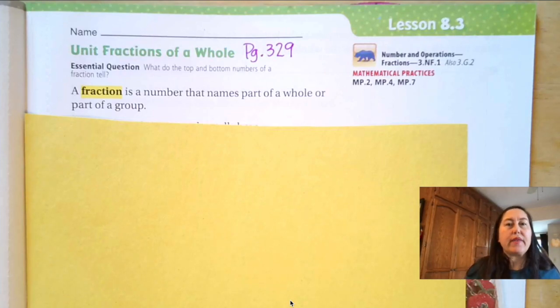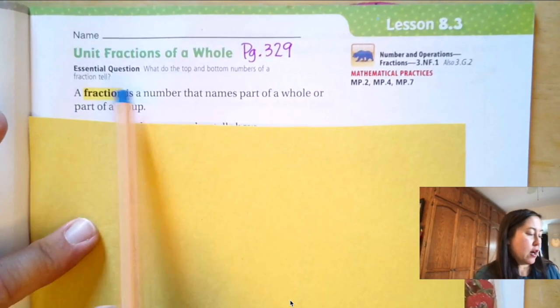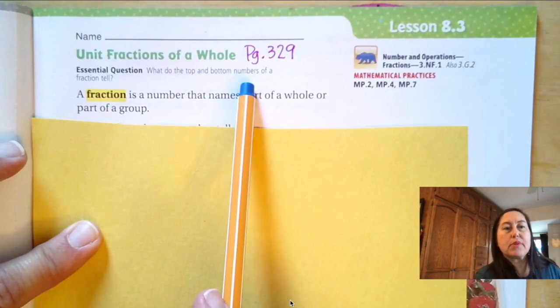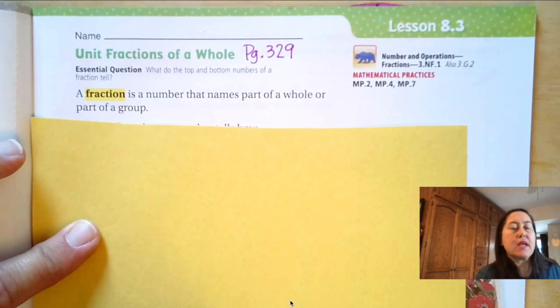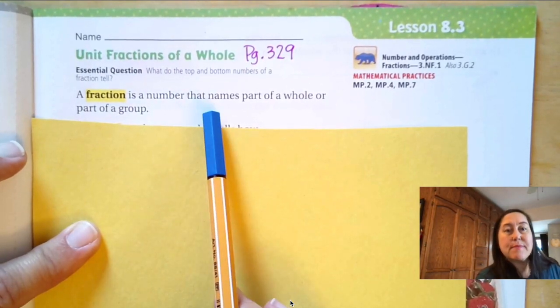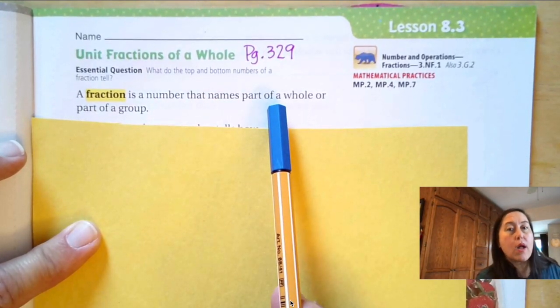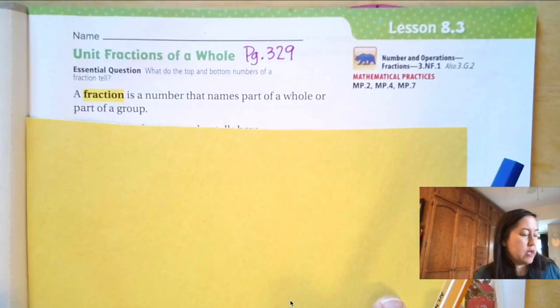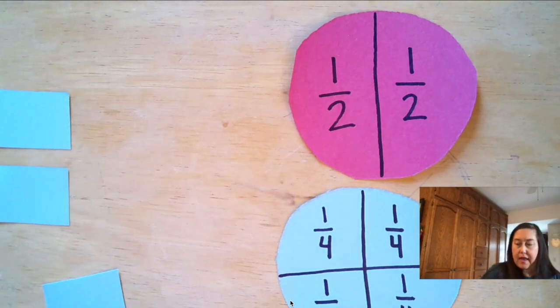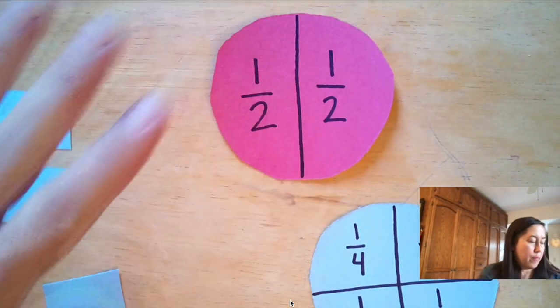Lesson 8.3 on page 329, our unit fractions of a whole lesson, and our essential question is, what do the top and bottom numbers of a fraction tell? Now remember, a fraction is a number that names part of a whole or part of a group. So I'm going to show you what part of a whole looks like and part of a group looks like. This is part of a whole, right?